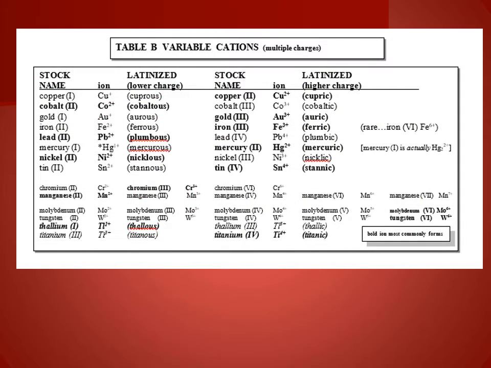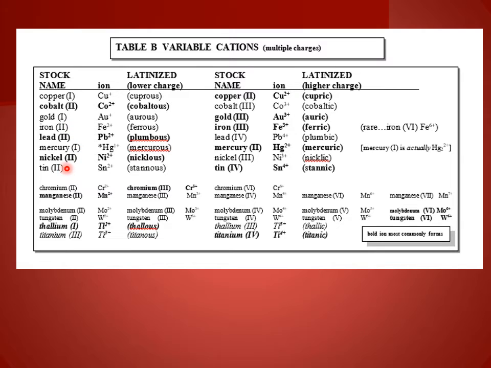Here's a close-up of those table B variable cations, and we have to have a way in the name to tell when it's copper with a one positive charge, losing one valence electron, or copper with a two positive charge, losing two valence electrons. It is very situation specific in chemistry as to what copper will do. And so we have to have a way to show what copper did after it has reacted and created a compound. So we have this stock system, which has been around for a long time, but it is the newer system, and it uses the Roman numerals.